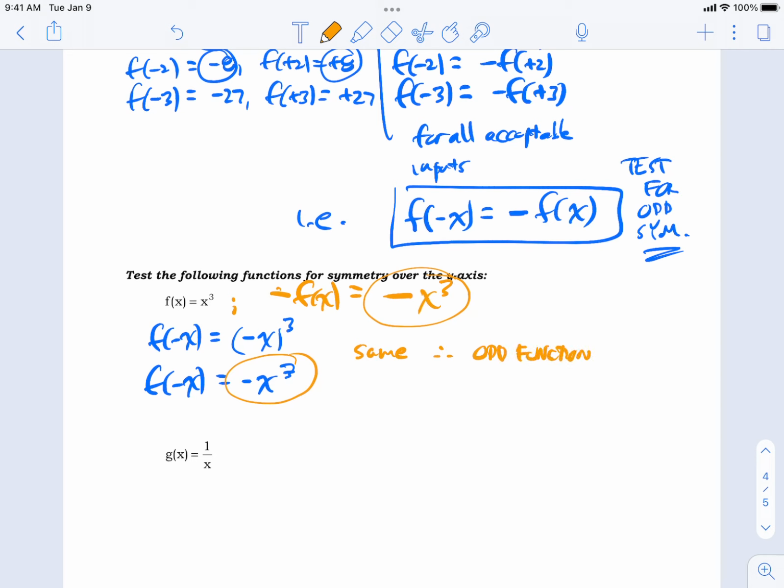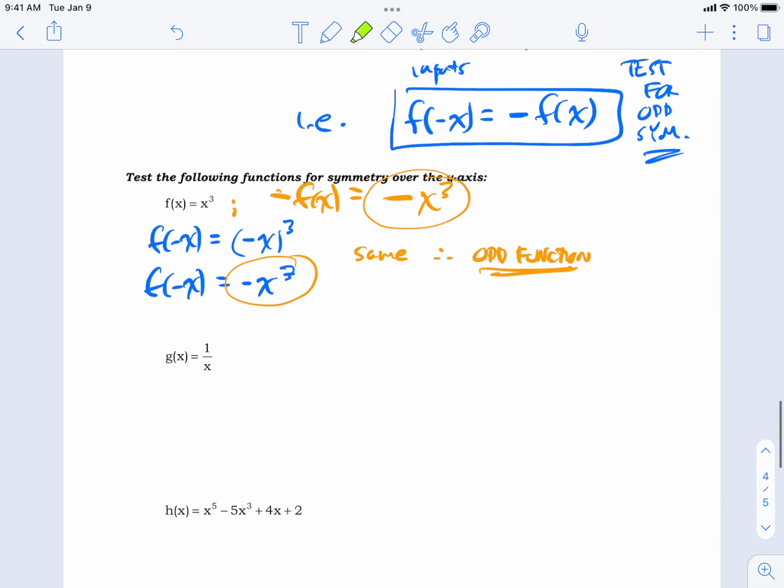Okay, so you catch the subtlest difference here. You find f of negative x, which was this, and you compare it not to the original, but you compare it to the original with a negative in front. So I had to take this and I put a negative in front to get this. And then I said, those are the same. F of negative x is the same as negative f of x. That's what we're trying to prove here. Okay, that proves it's an odd function.